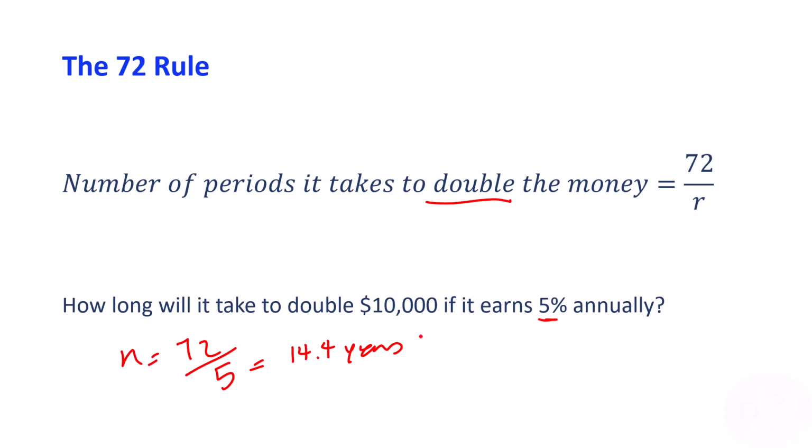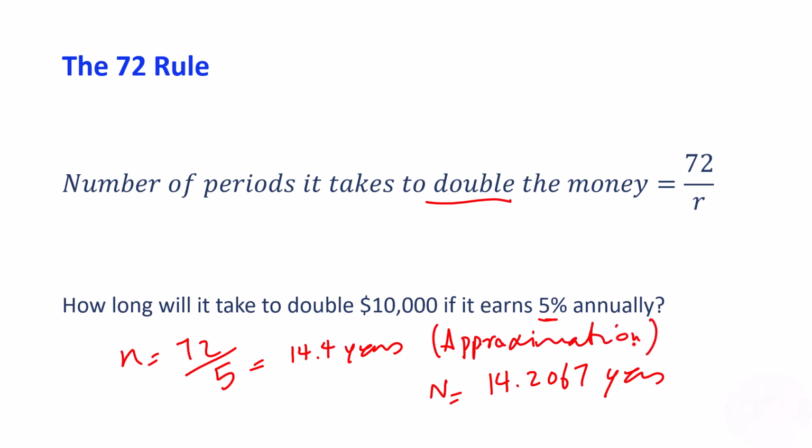If you do actually calculate the exact value, it would be 14.2067 years. So pretty close. That's why this is just an approximation, but it usually gives you a good ballpark of how many years or how many periods it takes for you to double your money.